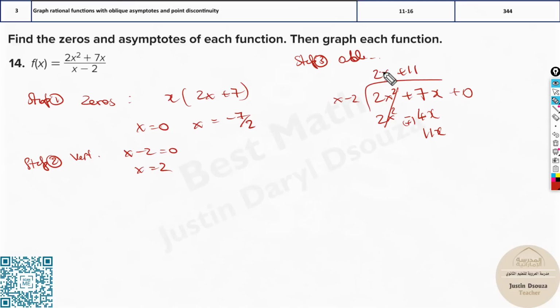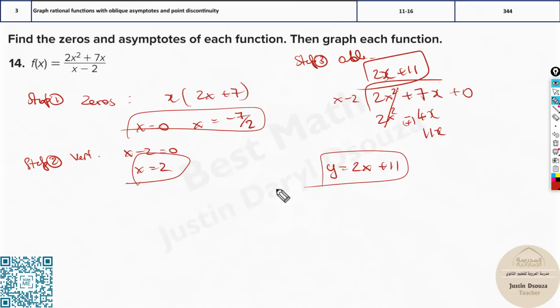That's it. I'm not going to continue. I'm not going to complete the long division because all I need is the oblique asymptote. That is not our main goal. Our main goal is just the oblique asymptote. Just do y is equal to 2x plus 11. That is the oblique asymptote. See, now this is zeros, vertical asymptote, oblique asymptote.